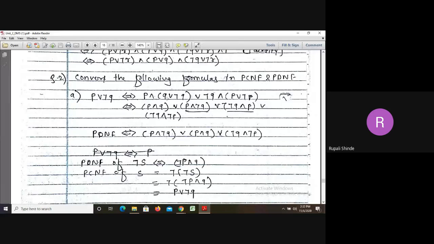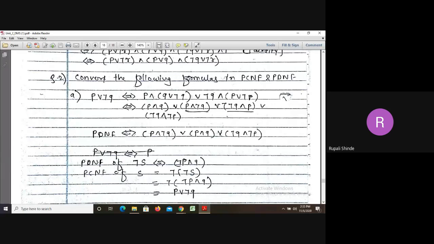Now we have to apply the distributive law as P and Q, this is one bracket, or P and negation Q, this is the second bracket. Or negation P and P, this is one bracket, or negation P and negation Q. Now check here whether there is any repetition of terms. P and negation Q, this term is repeated. So the final PDNF is P and negation Q, or P and Q, or negation P and negation Q. Now this is the required PDNF.